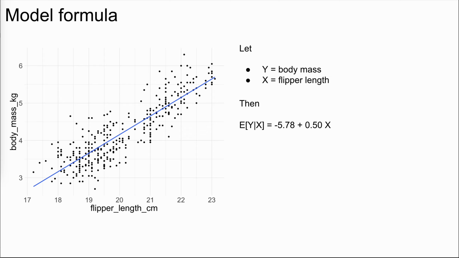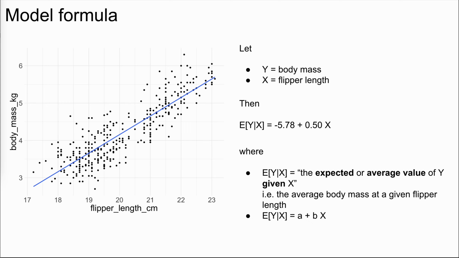Let's focus on the new notation at the left-hand side of the equation. Here, E represents an expected value, or average. And inside the square brackets, we have y given x. Putting this together, the left-hand side of the equation is read as the expected or average value of y given x, or in our penguin context, the average body mass at a given flipper length.